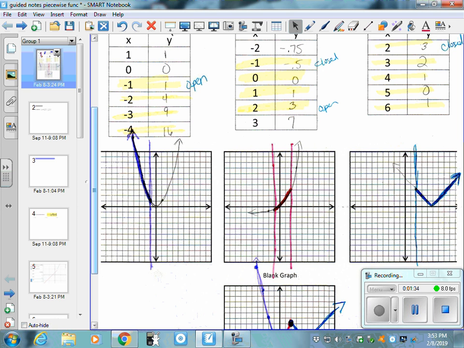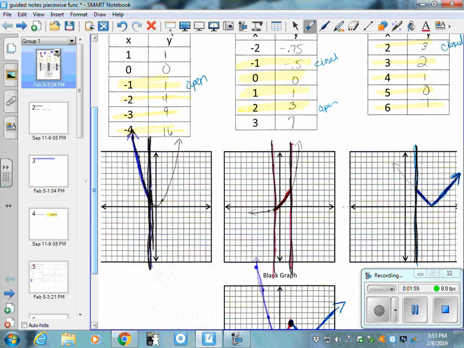We went back to do the pieces, the restrictions. So we drew a vertical line through -1, because that's where it said to cut that piece. We drew vertical lines through -1 and 2 to cut that piece out. And then we used 2 to cut that piece out.